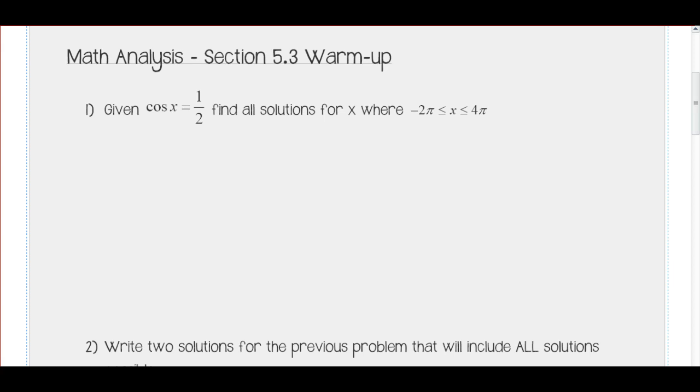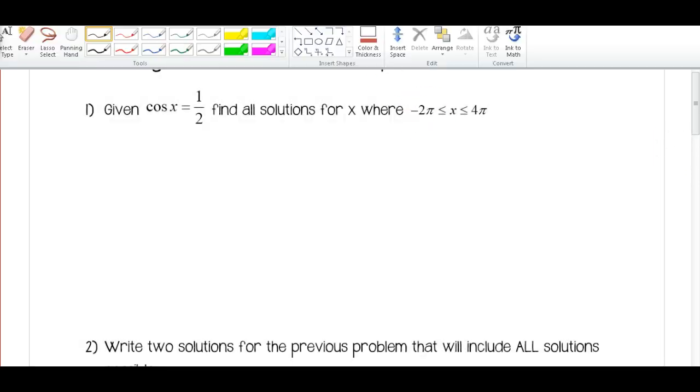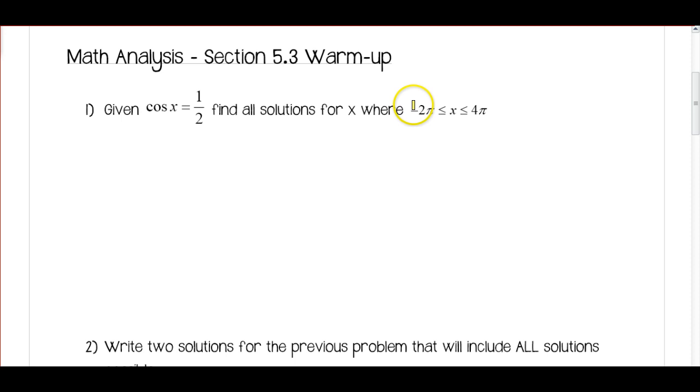This is section 5.3. I'm going to start off with a warm-up that you should have completed already in class, and you can just check your solutions too if you like. And then we're going to go through 3 more examples for section 5.3. So for this first example, pay particular attention to the domain that I want you to find solutions over. So really we're looking for answers over 3 periods of the cosine curve.